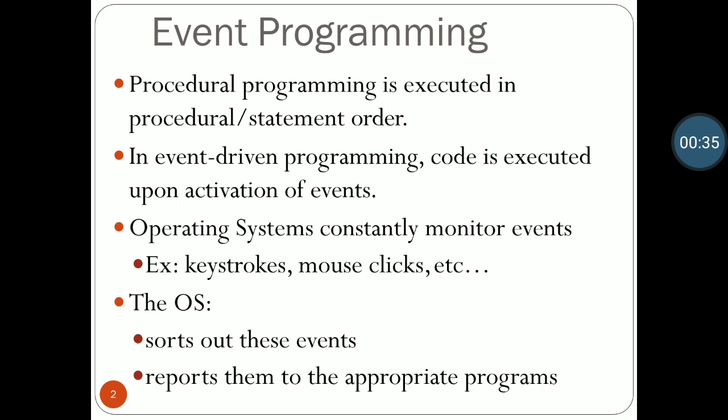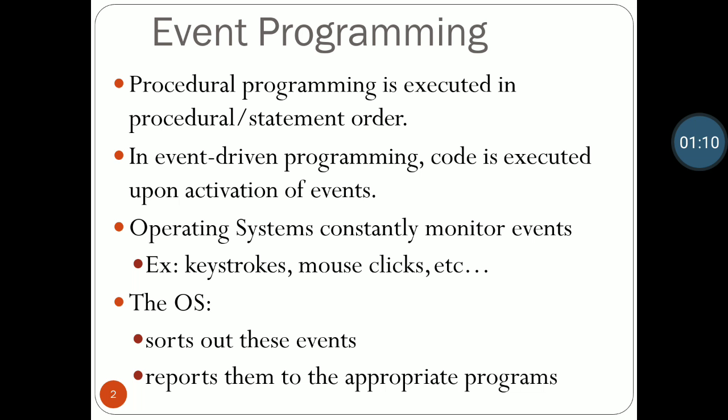In event-driven programming, code is executed upon activation of an event. The operating system constantly monitors events. Examples: keystrokes, mouse click, etc. For example, we are clicking on a button, then that button responds and shows something to us. Means after clicking, some event is performed and some code is executing in the background. So that is your event programming.